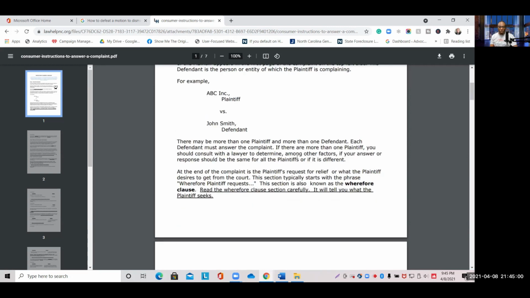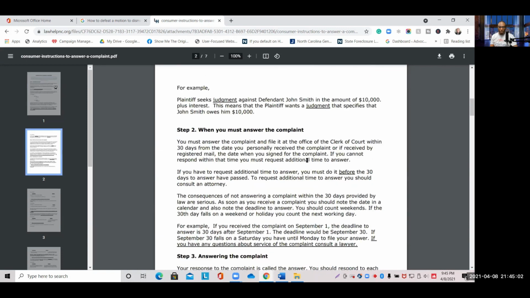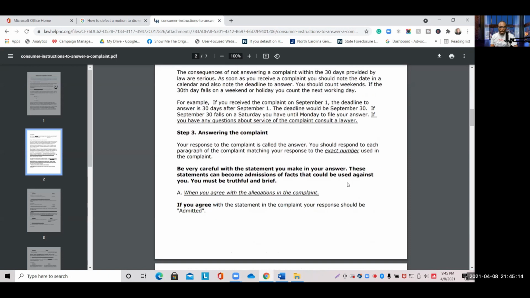So we're just going to scroll down here a little bit, and it talks about when you must answer the complaint. Depending on your situation, most people have 30 days or 21 days or whatever. And then answering the complaint. Your response to the complaint is called your answer. Now, we never answer. And when we get to the end of this, I'll tell you right now, we never answer, because if you answer to their fraud, you're still going to be standing in a pile of shit when you get to court. Okay.